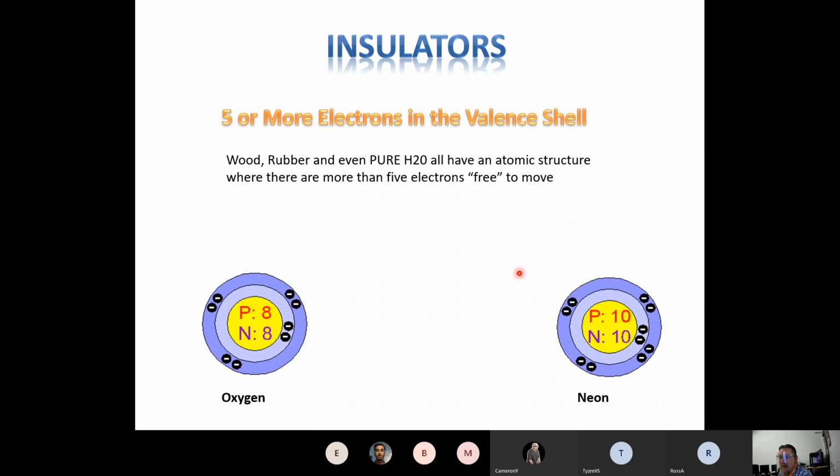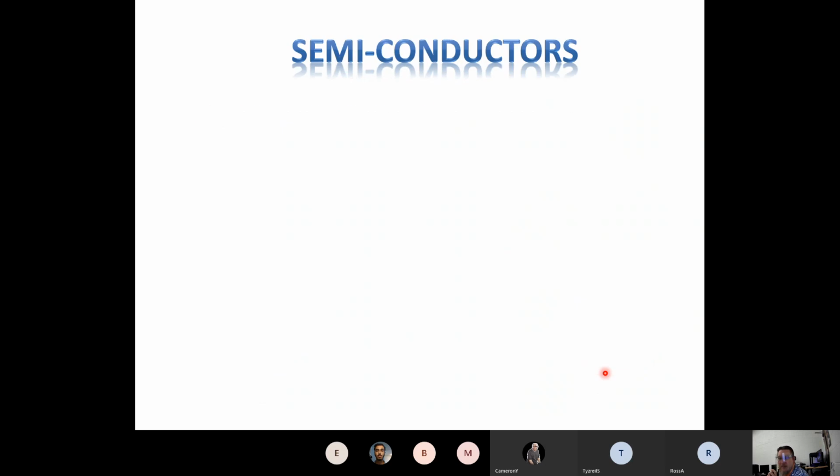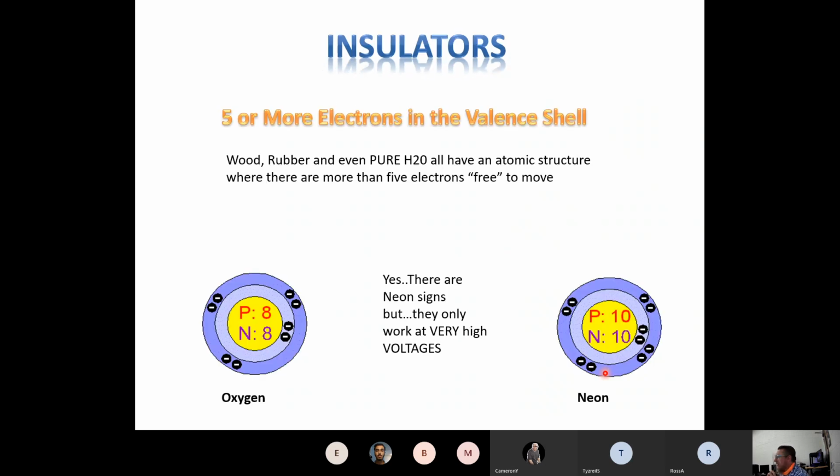Rubber, wood, and pure water are all very good insulators. And you can see that they have more than 5 valence electrons in their outermost ring. Okay. The neon? Neon is supposed to be an insulator, but if you shove enough electricity through it, that's what makes it glow. And so that's why people use neon to make lights. Because if you put enough electricity through them, they glow and it looks pretty.